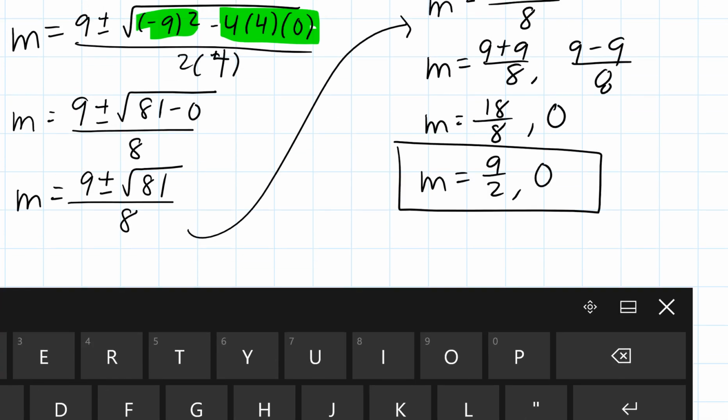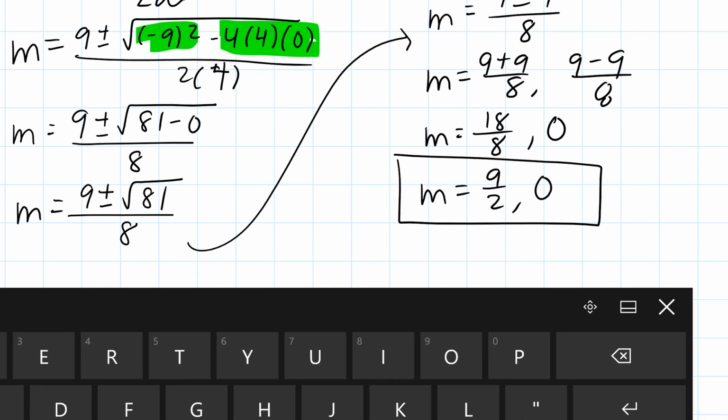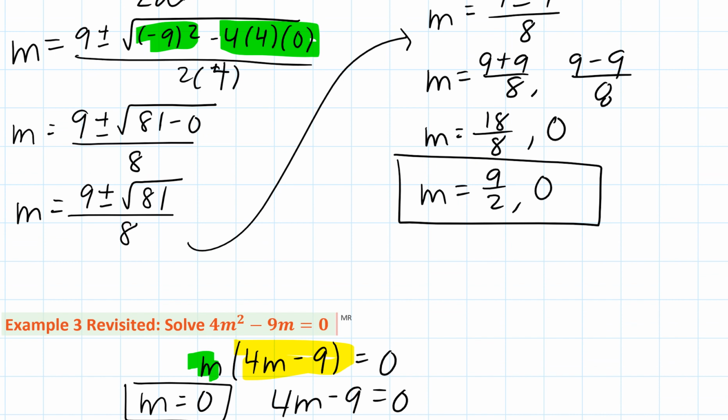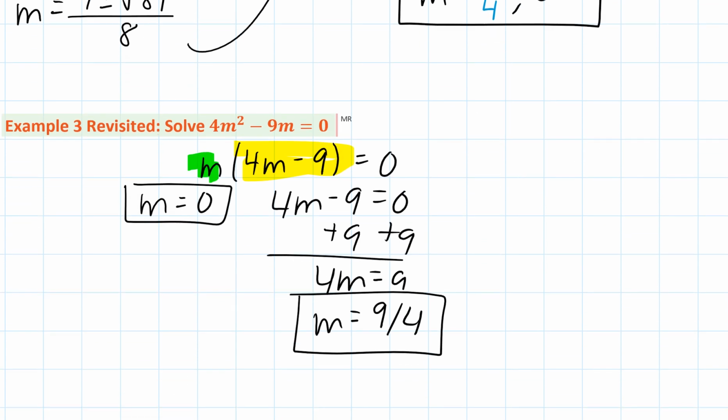Oop, must have made a mistake here, right? We can reduce 18/2, divide by 2, divide by 2. So this should have been 9/4, my mistake. You should get the same answer either way. I suggest you start by trying to factor first. If you can, it's much faster than using the quadratic formula. If you cannot factor, the quadratic formula will always work.